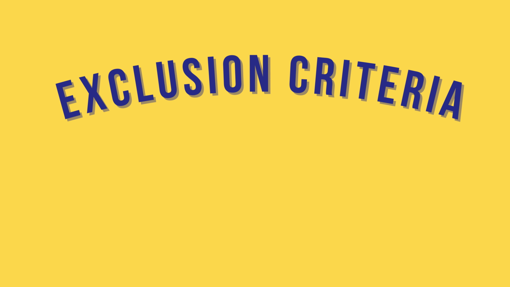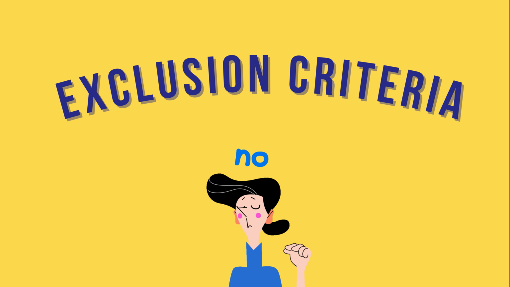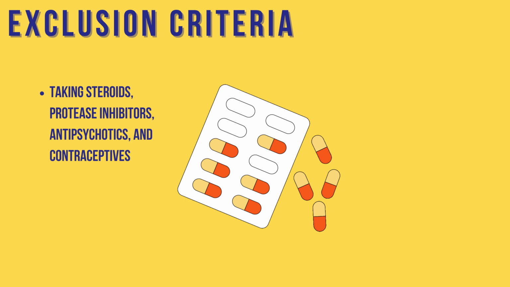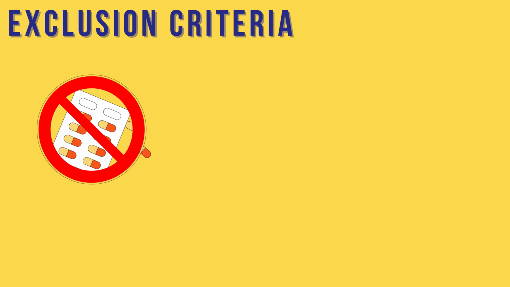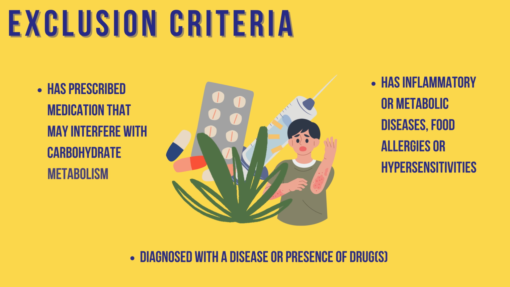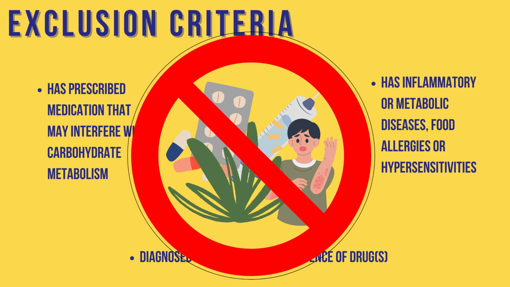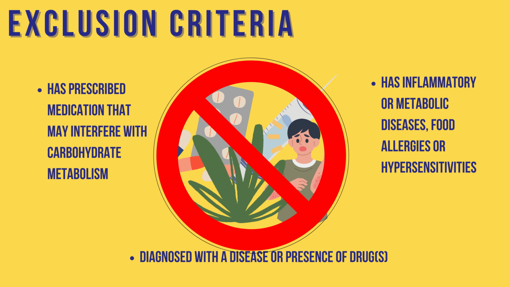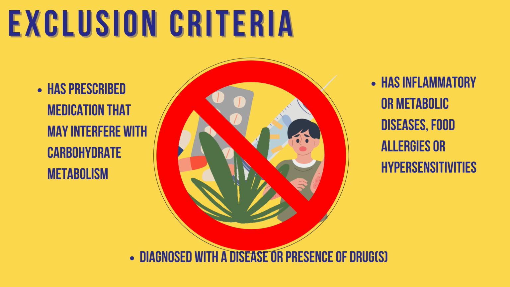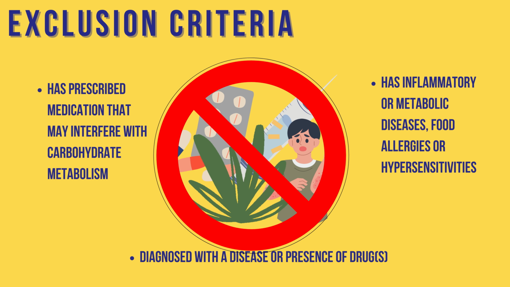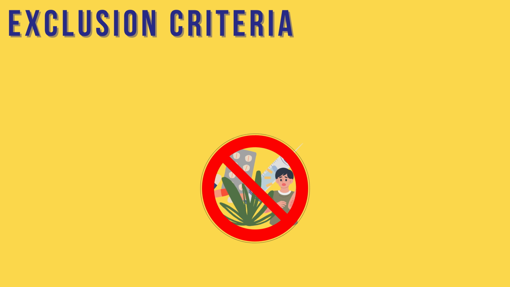However, we also have to define who won't be part of our study. 1. Is taking steroids, protease inhibitors, antipsychotics, and contraceptives. 2. Has prescribed medication that may interfere with carbohydrate metabolism. 3. Has inflammatory or metabolic diseases, food allergies or hypersensitivities. 4. Is diagnosed with a disease or presence of drugs.